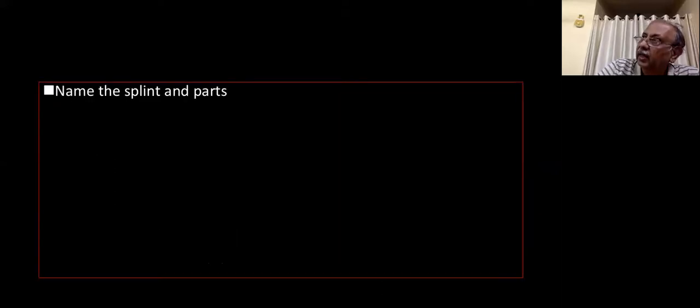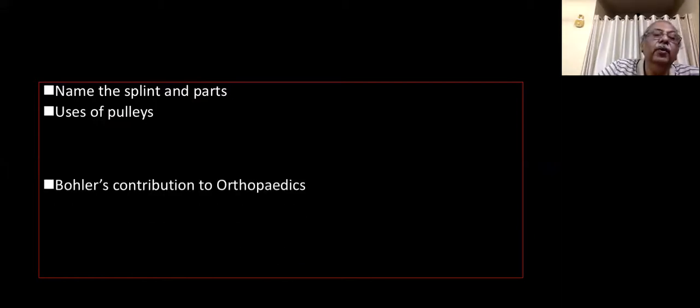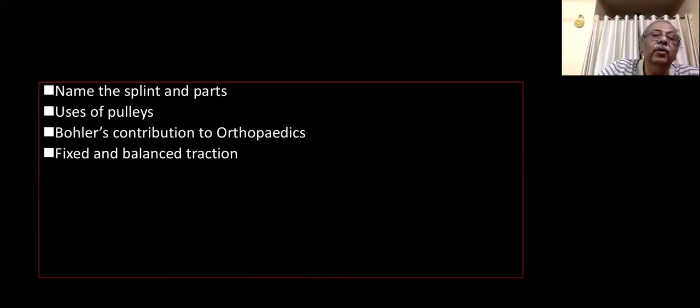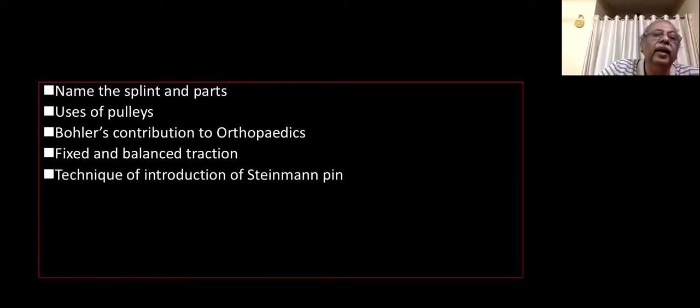So if you are taken to a bed where there is a patient immobilized in a Bohler-Braun splint with skeletal traction, the common questions that are asked are: name the splint and the parts. What are the uses of pulleys? Bohler's contribution to orthopedics. What is fixed traction? What type of traction is this? If you want to convert it to a balanced traction, how will you do that? You'll have to say that you will elevate the foot end of the bed.